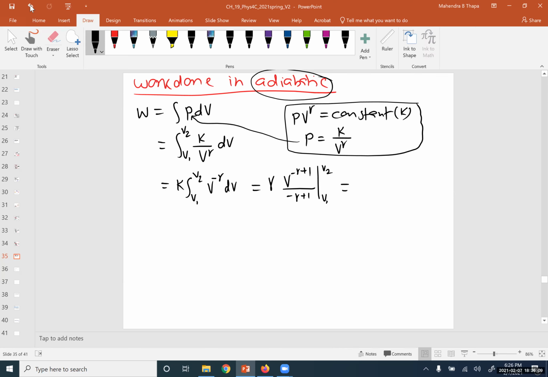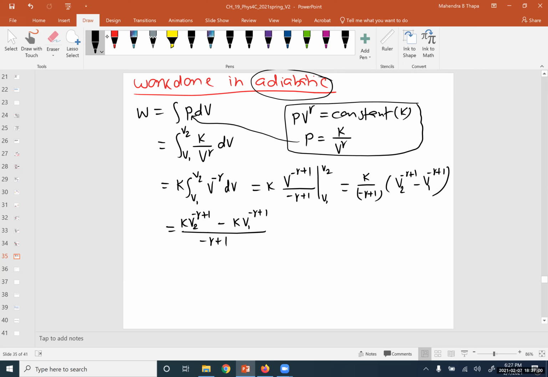Sorry, this is not gamma, this is the K. Okay, so we can write K, minus gamma plus 1. We can write V2 to the minus gamma plus 1 minus P1 to the minus gamma plus 1. Okay, we are doing this part. Let's play with this. So I'm writing this as K times V2 to the minus gamma plus 1, I'm just keeping this K inside, minus K P1 to the minus gamma plus 1, over minus gamma plus 1.